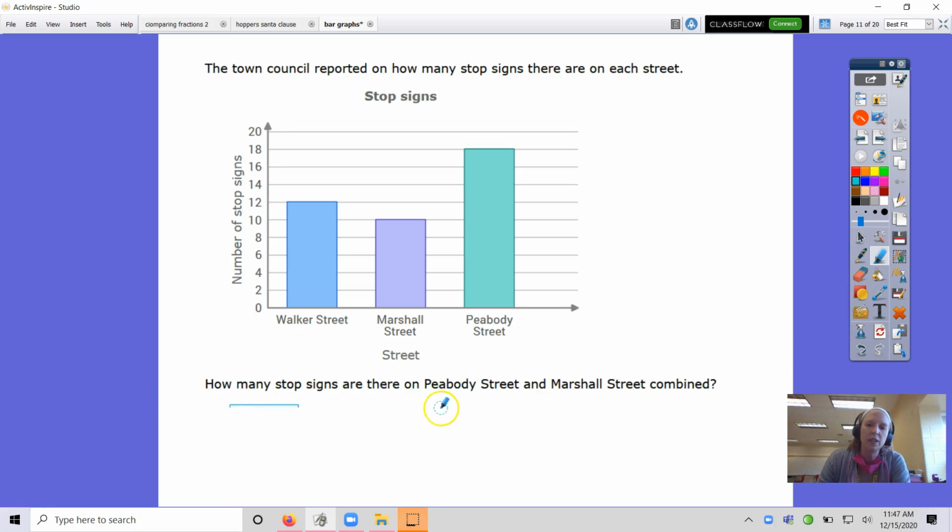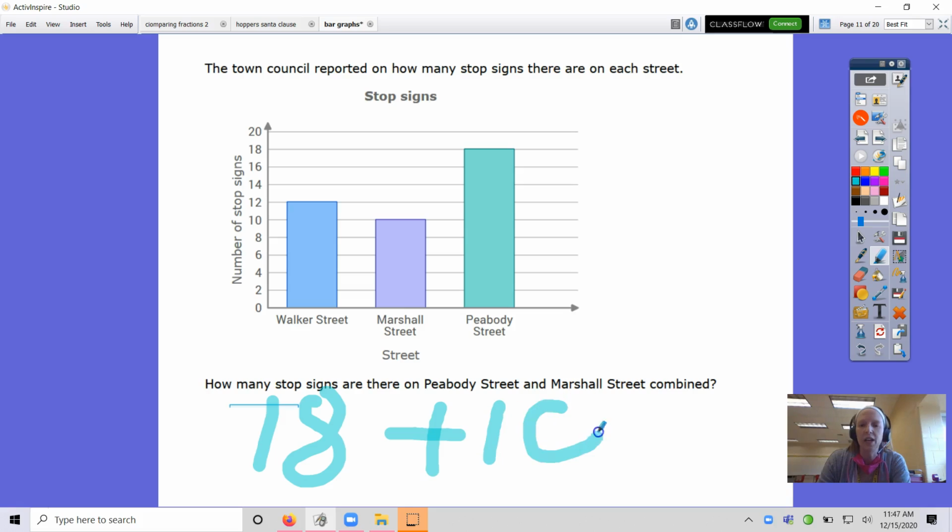When you hear a sentence like this, they are asking you to add. So I need to find how many stop signs are on Peabody. I see it was 18. How many were on Marshall Street? I see that it was 10. And when I add 18 plus 10, I get 28.